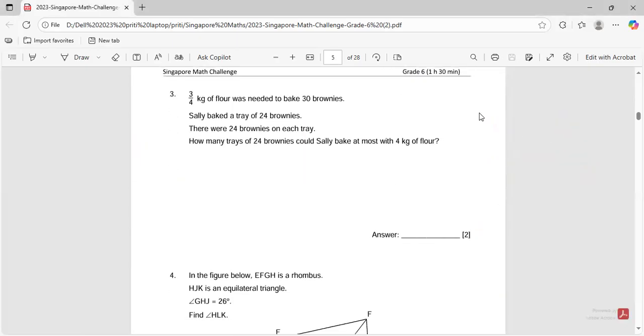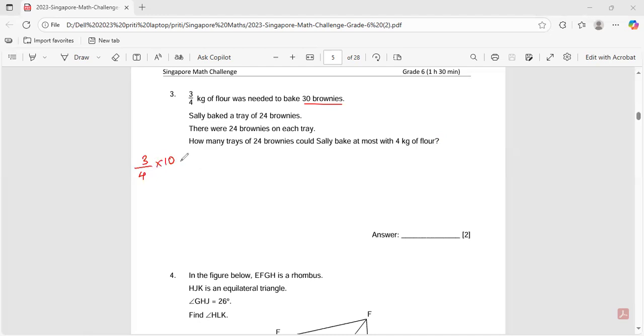Let's go to question number 3. Question number 3 says 3/4 kg of flour is needed to make 30 brownies. Let's just finish reading. Sally baked a tray of 24 brownies. There were 24 brownies on each tray. How many trays of 24 brownies could Sally bake at most with 4 kg of flour?